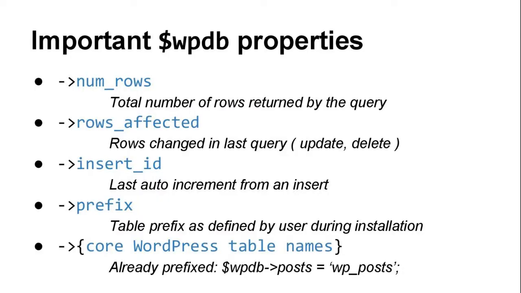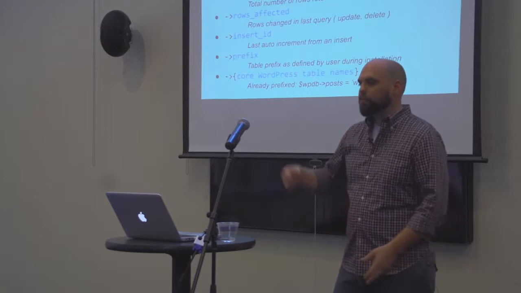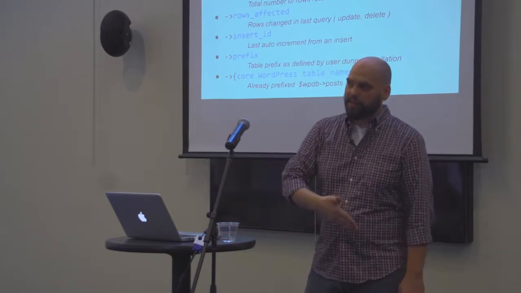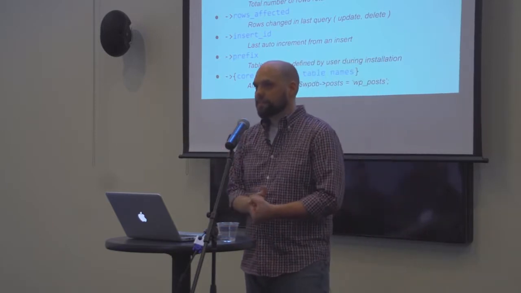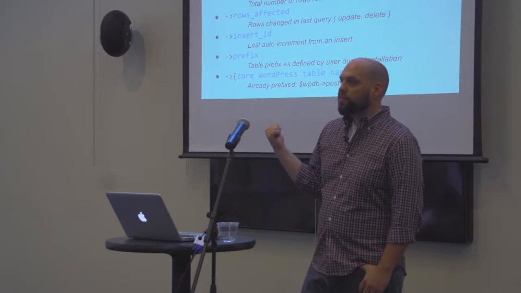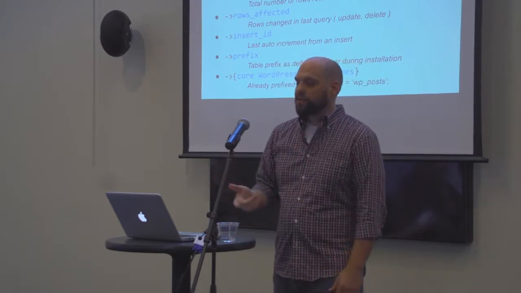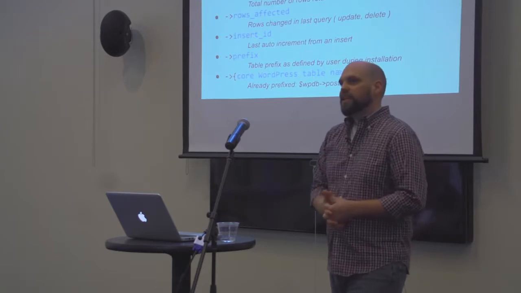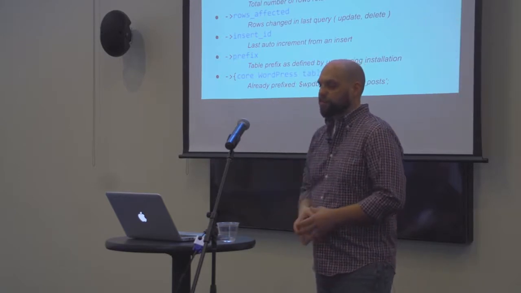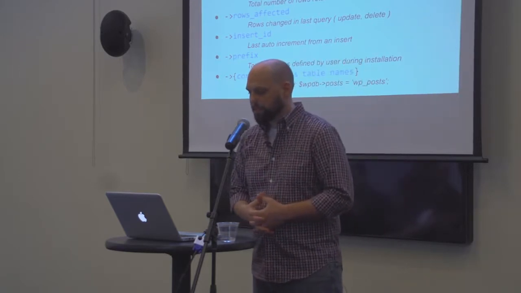A few properties that you're going to want to be familiar with on the WordPress database object, especially if you're handling your own table of data. Number of rows. So after we run a query, numRows is equal to the total number of rows returned by the query. So that's valuable for a select. It has counted the results for you. Rows affected is the number of rows that were changed by your query. This is what you're going to use if you're going to update or delete something. If I were to say delete all rows where name equals John, rows affected would be 1 if I only had 1 John in my database table.